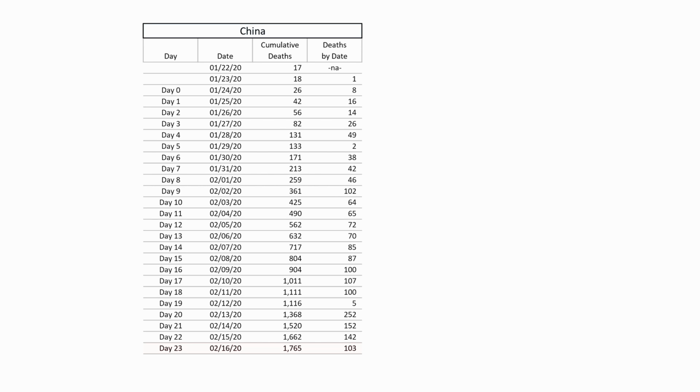The total deaths from February 14th to 16th were 397. The 3 days prior, from February 11th to 13th, China had a total of 357 deaths. The difference between these values shows a value of 40 for day 23. Essentially, China's death toll increased by 40 deaths from one 3-day period to the next.